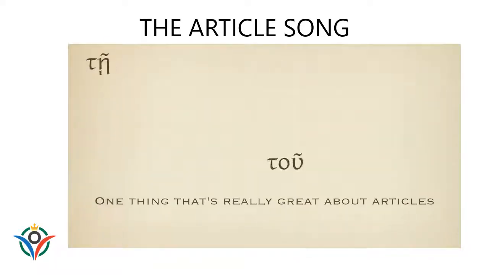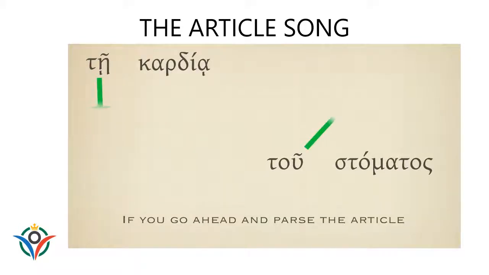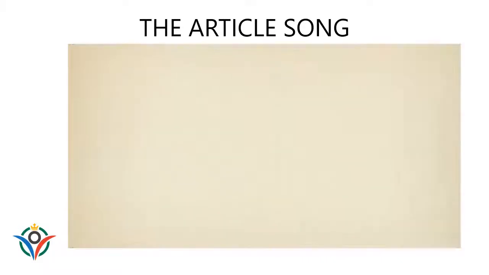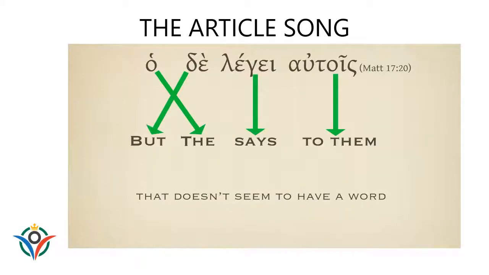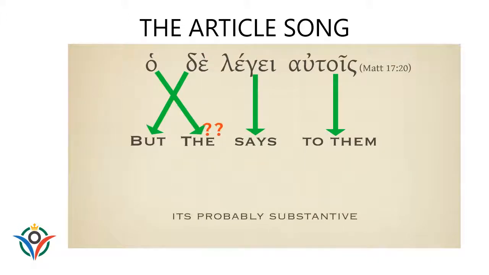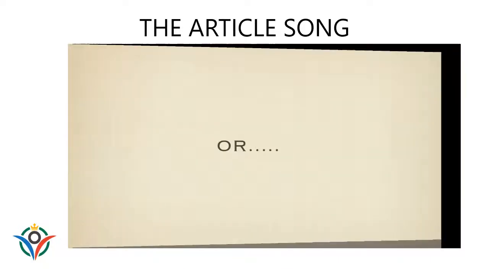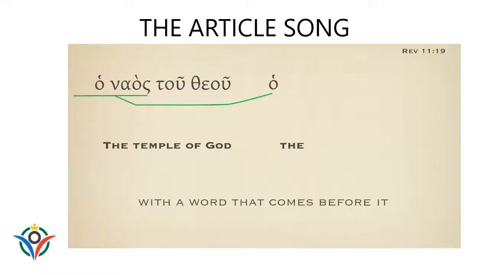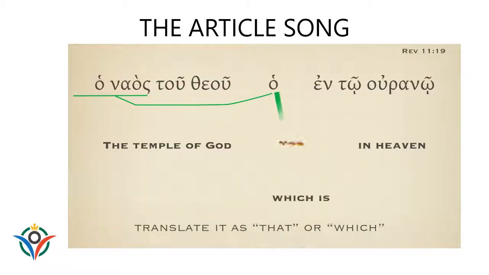One thing that's really great about articles is that they give away the parsing of their word. If you go ahead and parse the article, then you've already parsed the word. But what if there's an article that doesn't seem to have a word? It's probably substantive, translated as a pronoun. That lone article might match up with a word that comes before it. It could be telling you what the phrase modifies, translated as that or which.